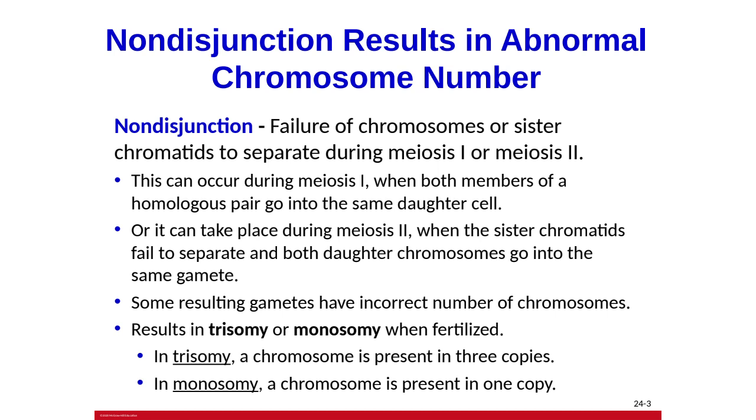Some resulting gametes then have the incorrect number of chromosomes. So this can result in trisomy or monosomy. Trisomy is when you have a chromosome that's present in 3 copies, and monosomy is a chromosome that is present in 1 copy. In the next slide, we're going to look at a diagram explaining all this.